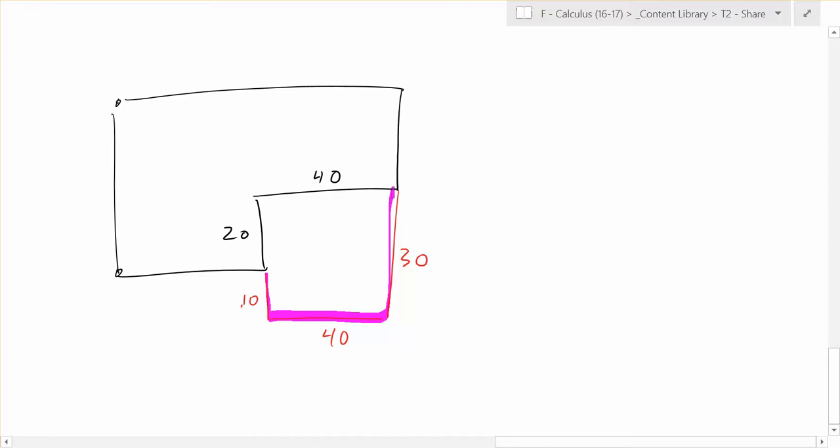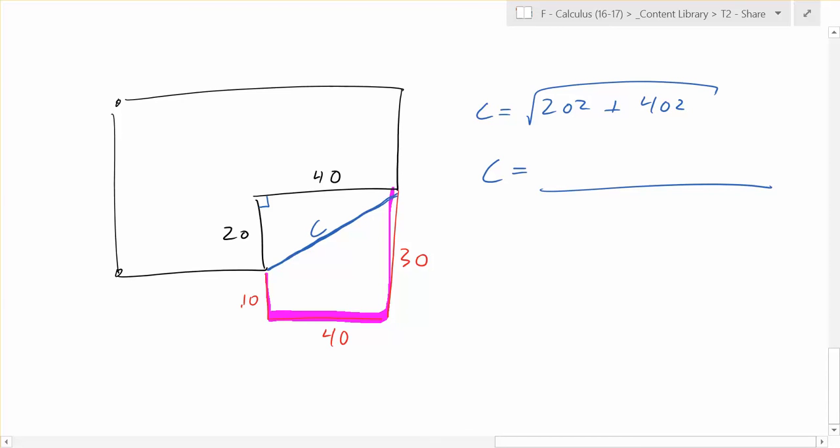You have to be really careful with it, because a semicircle kind of implies half a circle, right? But here's the thing. If you wanted this length right here, how do you find that length? It's a triangle. What kind of triangle? So this length, let's call it C. C is going to be the square root of 20 squared plus 40 squared. Can someone do that on their calculator and tell me what that is?